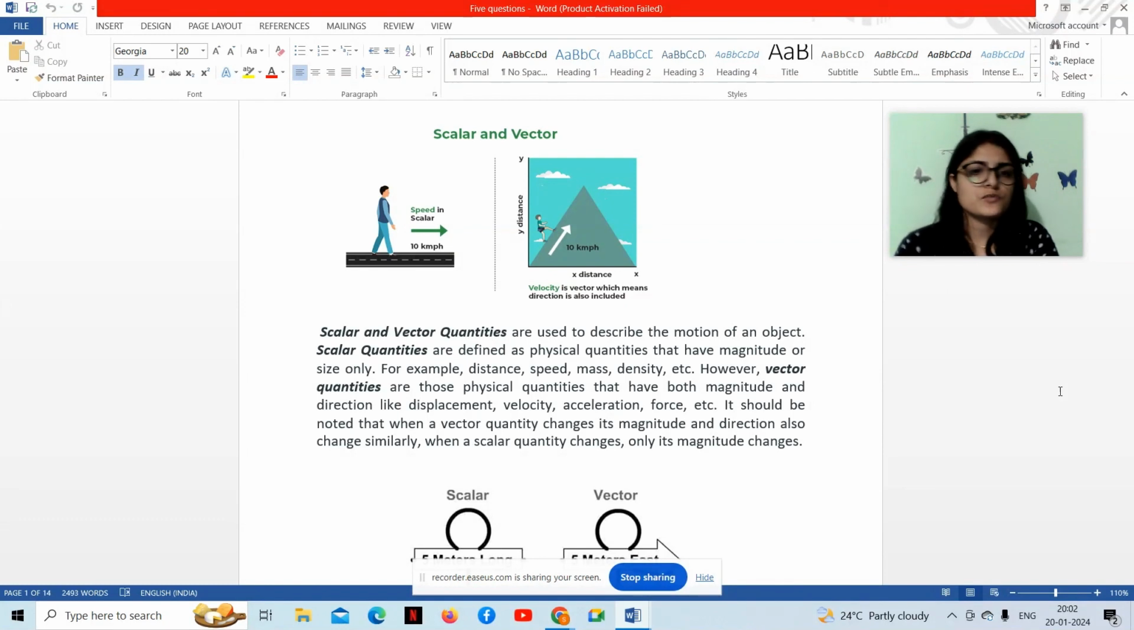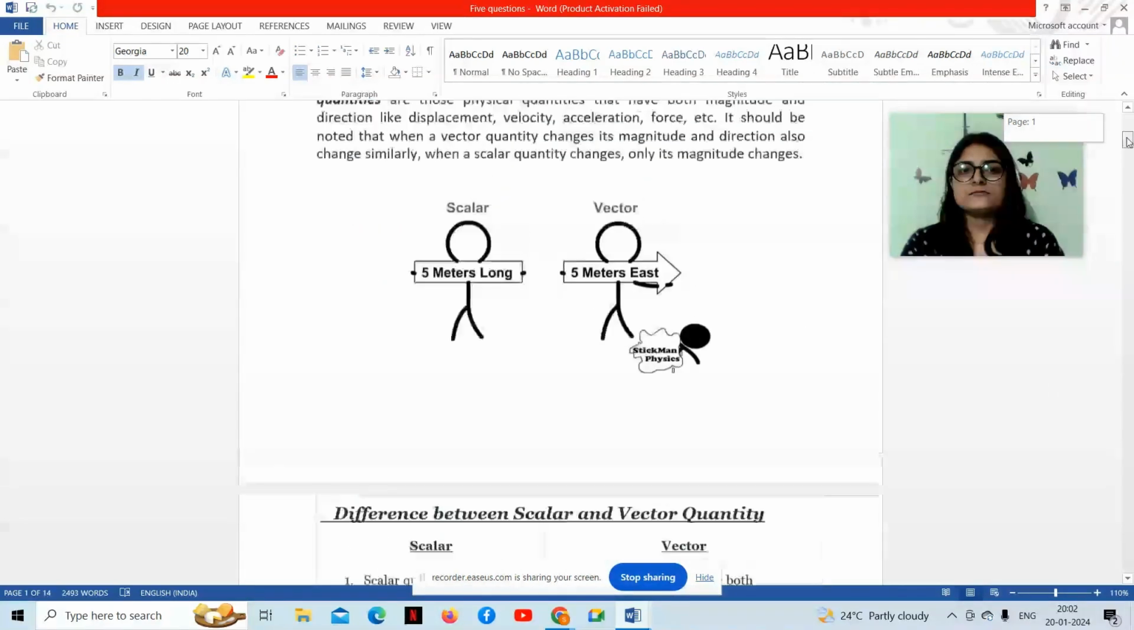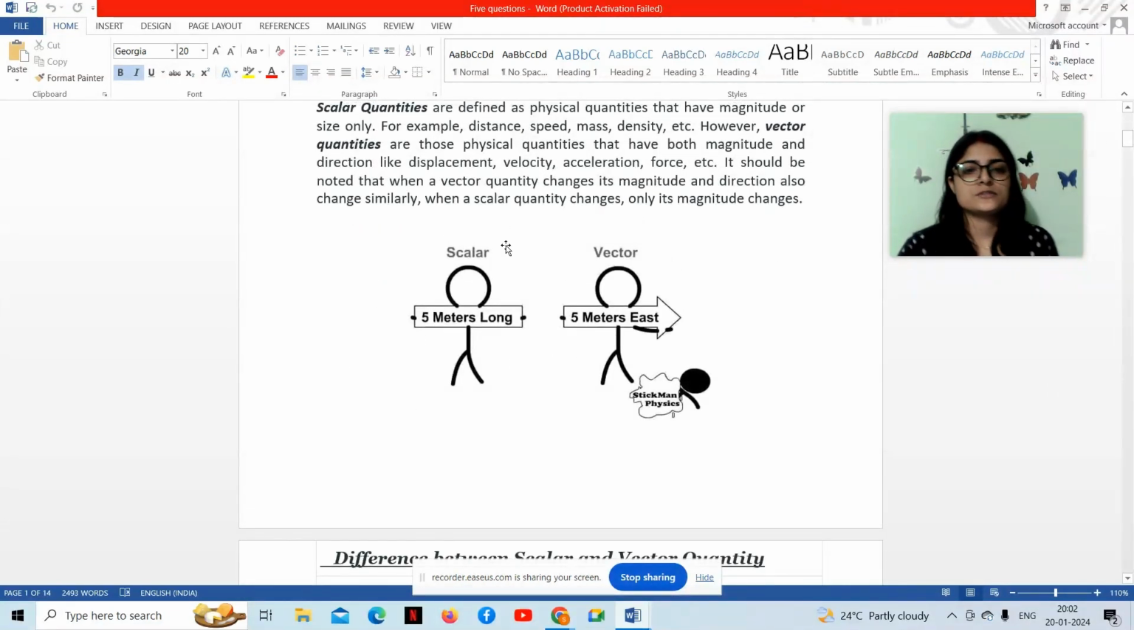velocity, acceleration, force. It should be noted that when a vector quantity changes, its magnitude and direction also change, and when a scalar quantity changes, only its magnitude changes. Have a look at this picture, scalar and vector. Scalar, as I told you, has only magnitude, so it is showing 5 meter long. It's about a distance. Now come to the vector quantity. It also talks about direction, 5 meter east. So this is the basic difference between scalar and vector.